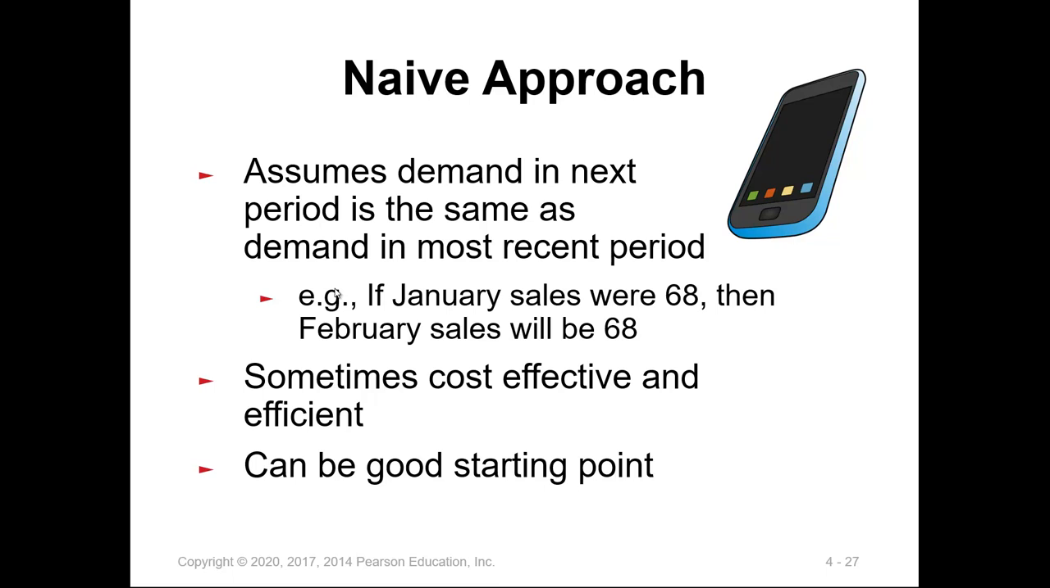The naive approach is the first approach of the time series and is the simplest approach to forecast, through assuming that demand in the next period will equal demand in the most recent period. For example, if the sales of last month were 68 cell phones, then the sales for this month will be 68 cell phones. Just as simple as that. For some products, this approach might work and be cost effective, and it could provide a starting point for other approaches.